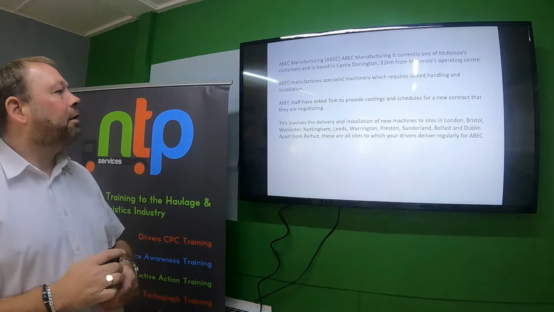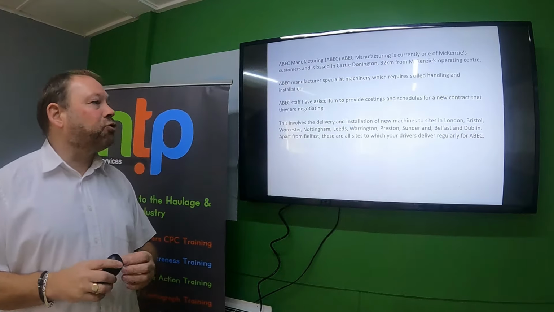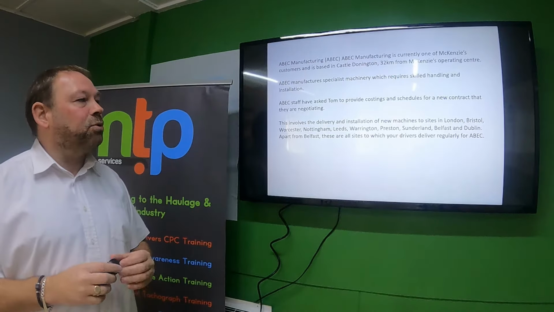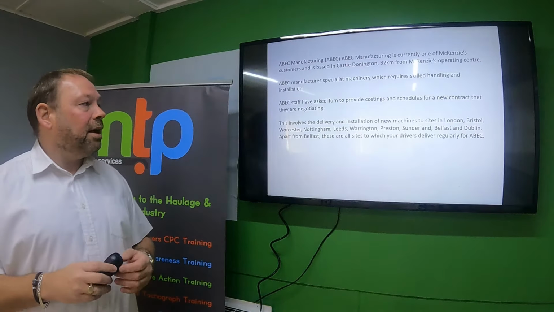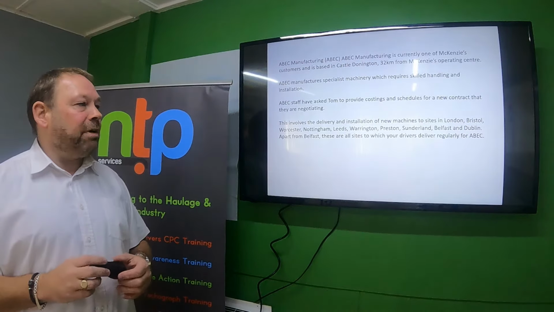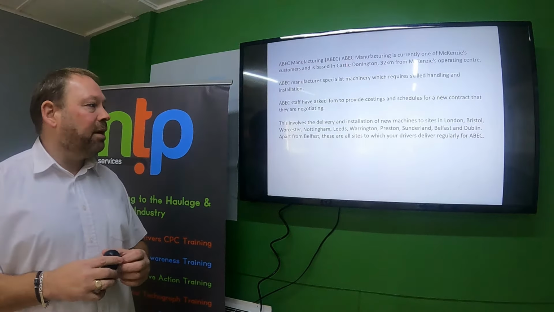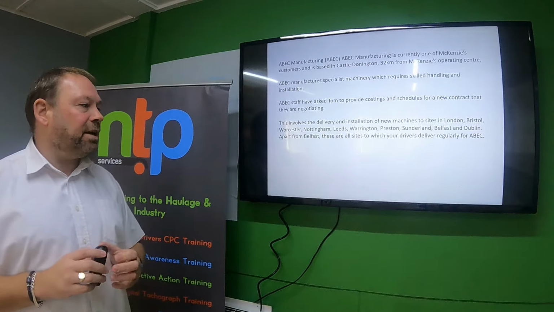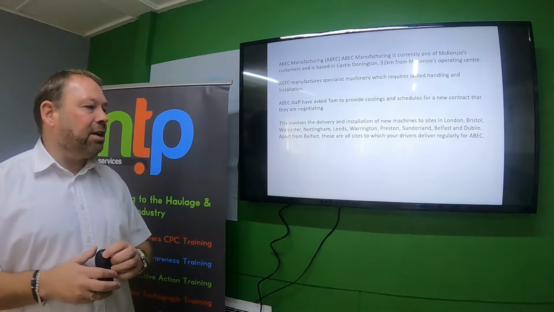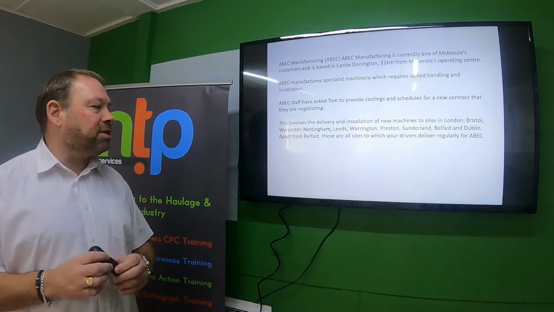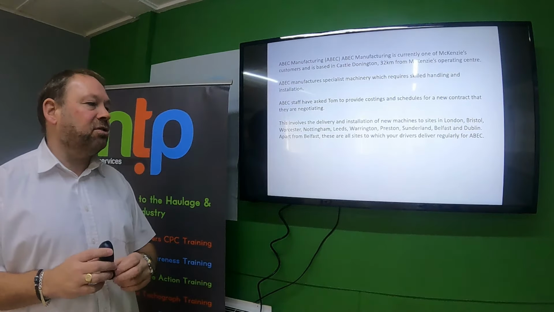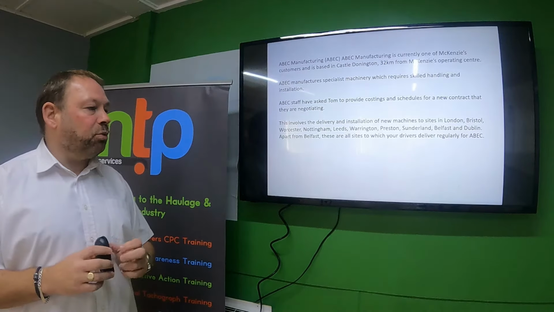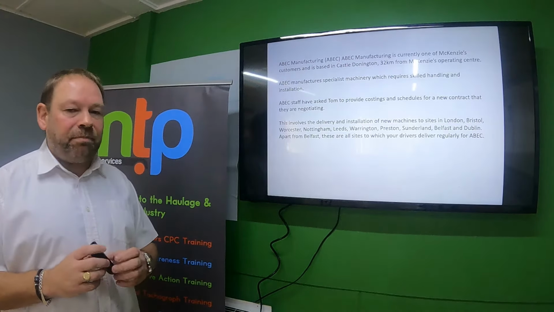Okay, so looking at the next bit then. ABEC Manufacturing is currently one of Mackenzie's customers and is based in Castle Donington, 32 kilometres from Mackenzie's operating centre. ABEC manufactures specialist machinery which requires skilled handling and installation. ABEC staff have asked Tom to provide costings and schedules for a new contract that they are negotiating. This involves the delivery and installation of new machines to sites in London, Bristol, Worcester, Nottingham, Leeds, Warrington, Preston, Sunderland, Belfast and Dublin. Apart from Belfast, these are all sites to which your drivers deliver regularly for ABEC.